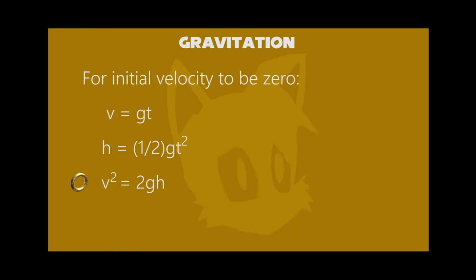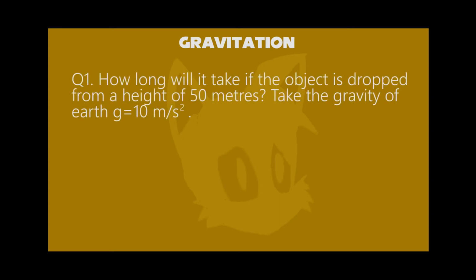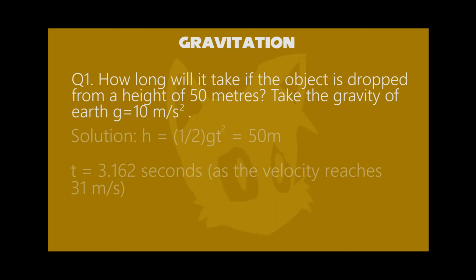Before starting the next part, called gravitation between two planets, we'd like to give you some questions. Here's the first question for you. How long will it take if the object is dropped from a height of 50 meters? Take the gravity of Earth as approximately 10 meters per second squared. The answer is 3.162 seconds, where its velocity reaches 31 meters per second.